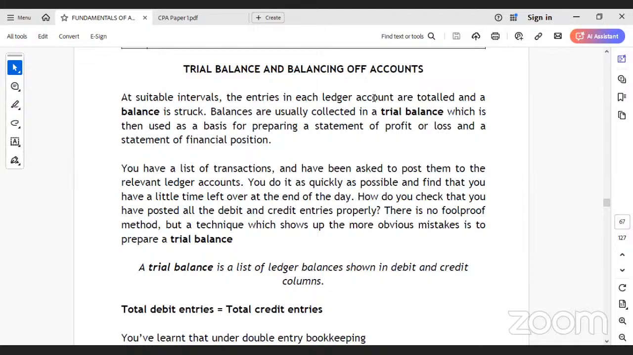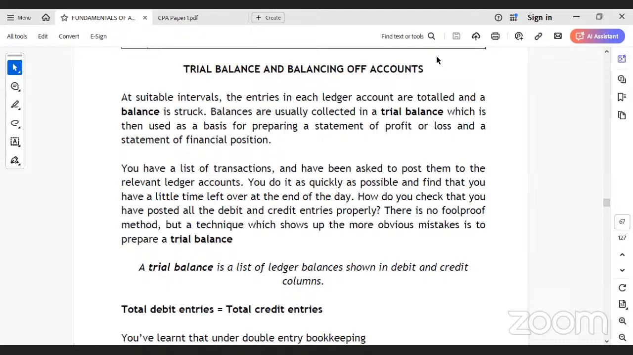We are looking at the trial balance and balancing of accounts. That's our topic for today. It's what we are going to be looking at. I welcome you all in this session. Let us go through our class material and we'll see what a trial balance is and all what we are going to be looking at.